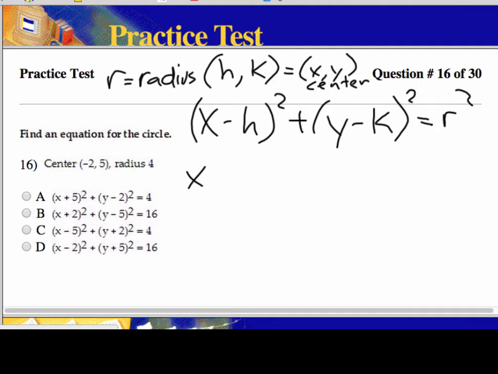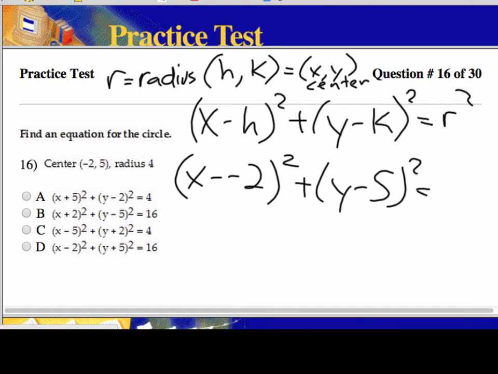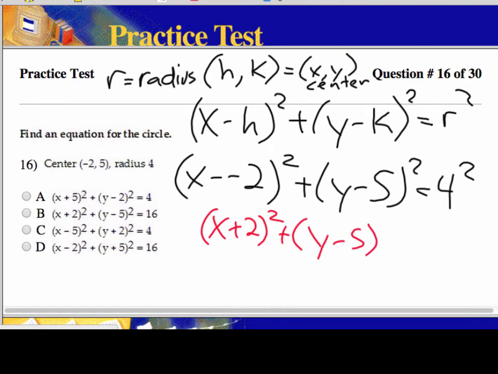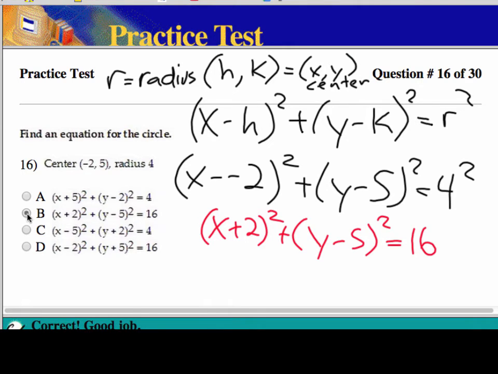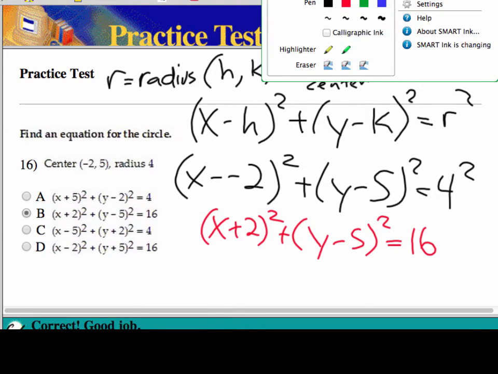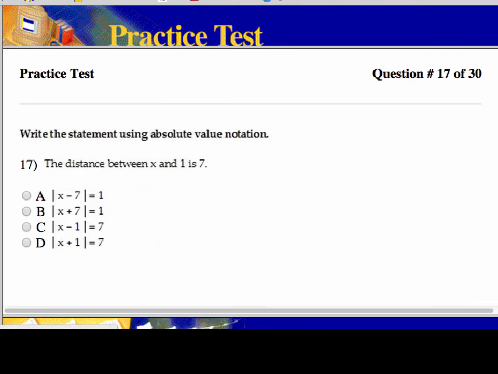So anyway, if I write this, I have x minus 2, and then y minus positive 5 squared, and then our radius is 4, so I put 4 squared. Now if I clean this up, I get x plus 2 squared plus y minus 5 squared is equal to 16, right? So which one's that? Very good. Any questions on that? No. All right, cool. Moving on to the next one.